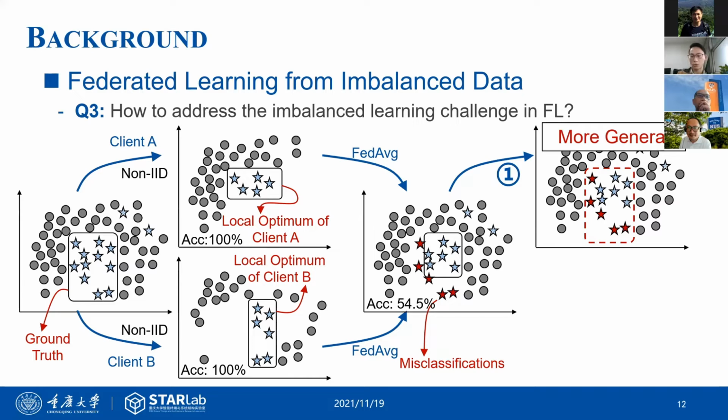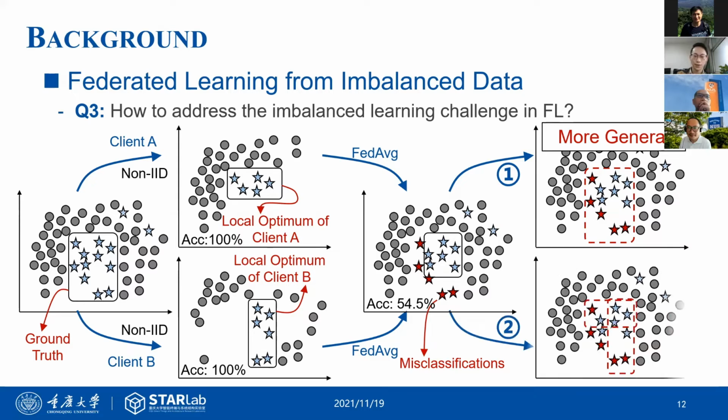Then there are two ways to address this challenge. First, we can generalize the global model to try to minimize the loss over more potential data distributions. And secondly, on the contrary, we can personalize the global model for the individual clients before we perform the evaluation.